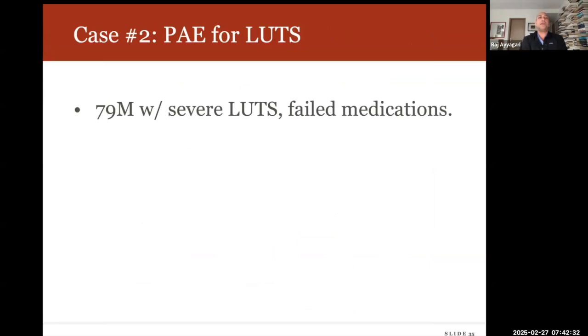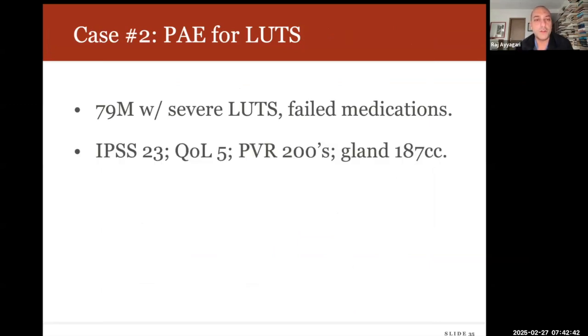This is a more typical case. A guy with severe lower urinary tract symptoms, so a high IPSS score. He does not have a catheter in. The medications did not work well for him. His score was 23, so he's in the severe range. Also has a very high quality of life score, so he's unhappy.